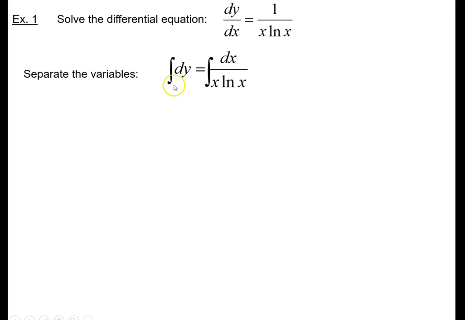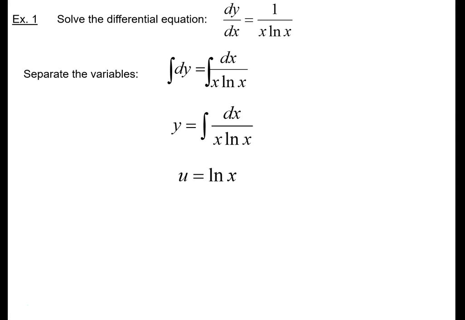So the left side is the easy part. The integral of dy, there's like a 1 in front of that. That's just y. So our final answer is going to be y equals some function of x. The right side is where we have to do the work. So I'm thinking we can do a u substitution here. If we let u equal the natural log of x, think a step ahead, and that's what you want to really think about with these u substitutions.